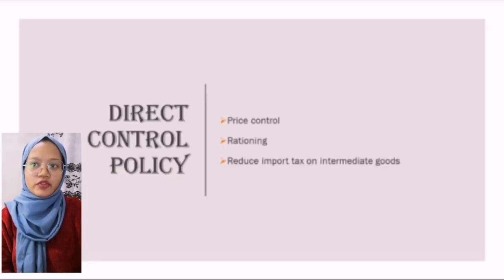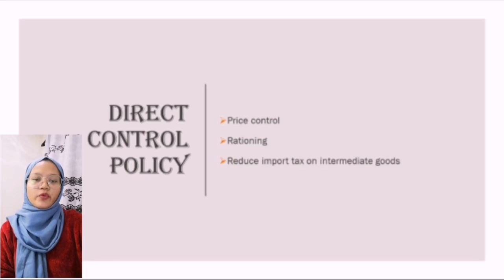Lastly, the direct control policy. The direct control policy contains many tools that the government can use, for example, price control, rationing, and reducing import tax on intermediate goods. So I will explain to you the price control.